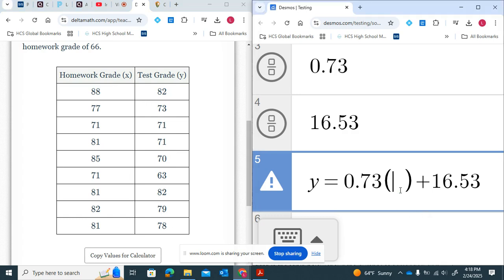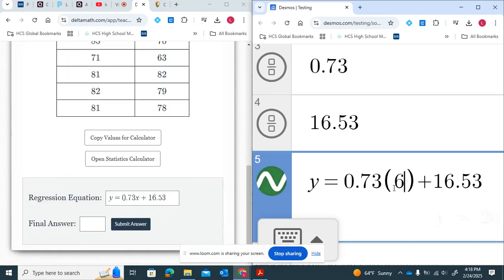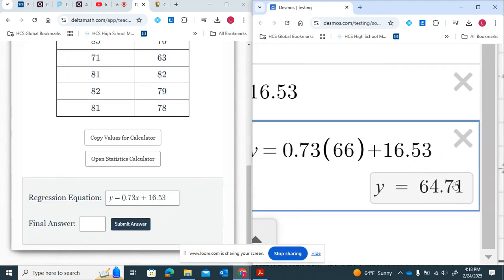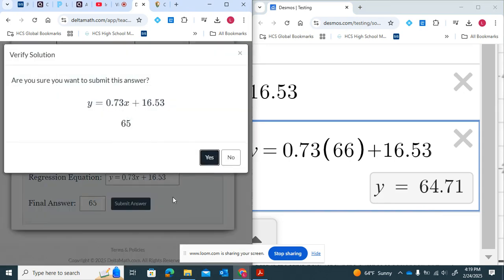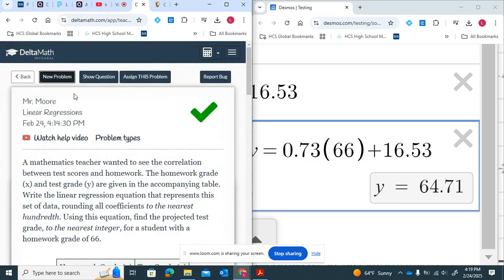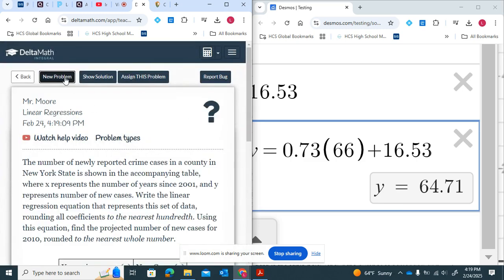So instead of saying 0.73x, I could replace that with 66. And then my projected test grade is 65 because I need to round up. Because this really means nearest integer means nearest whole number. So that should be correct. And that one's good. Let's see, let's do one more.